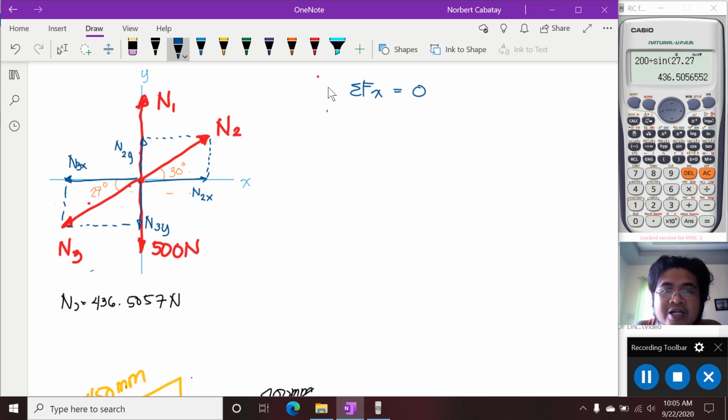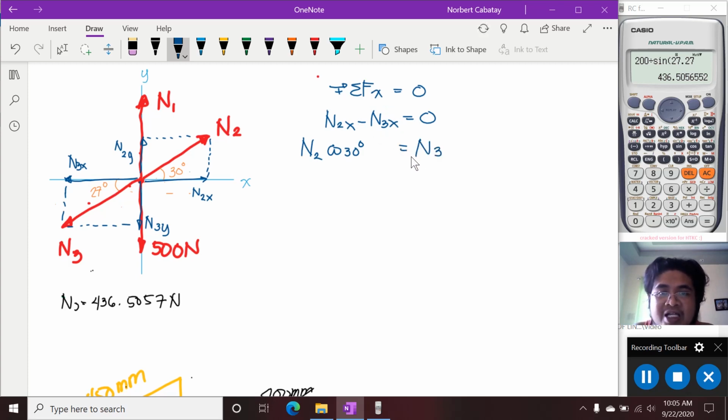So, that will be, say, positive again, pakanan. So, N2 sub x minus N3 sub x, kasi pakaliwa, is equal to 0. Pakaliwa to, kaya minus. So, si N2x is N2. Ano bang N2x? Cosine, kasi adjacent ng 30. Cosine 30 degrees is equal, ito dalhin ko na sa kabila lahat. So, N3, magiging positive na, diba? N3x is adjacent ng 27. Tama?